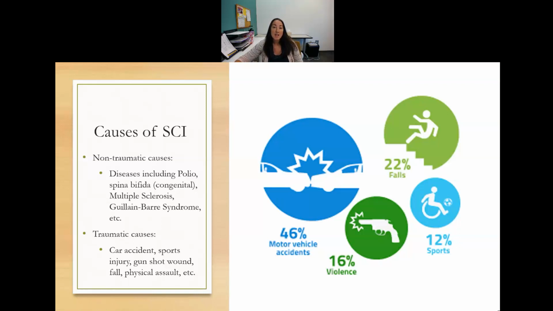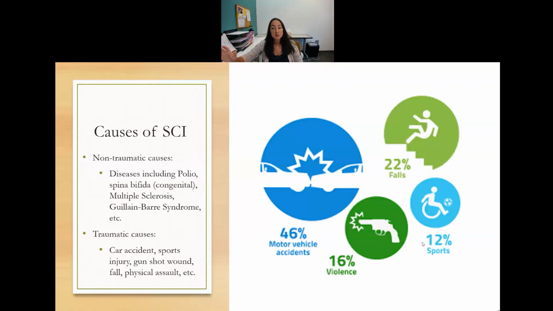can cause a spinal cord, I'll say injury, but it's really like a disorder that affects a spinal cord. And then traumatic could be a car accident, sports injury, gunshot wound, physical assault, falls.